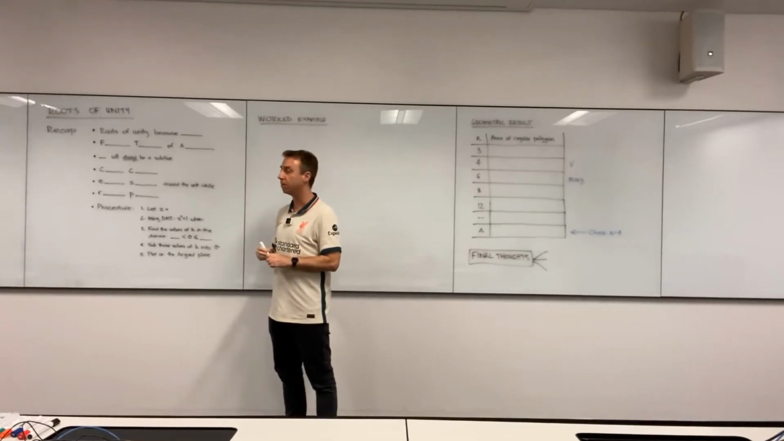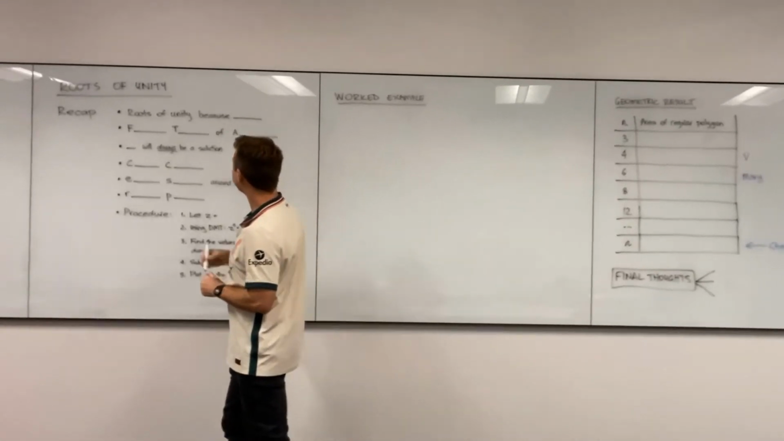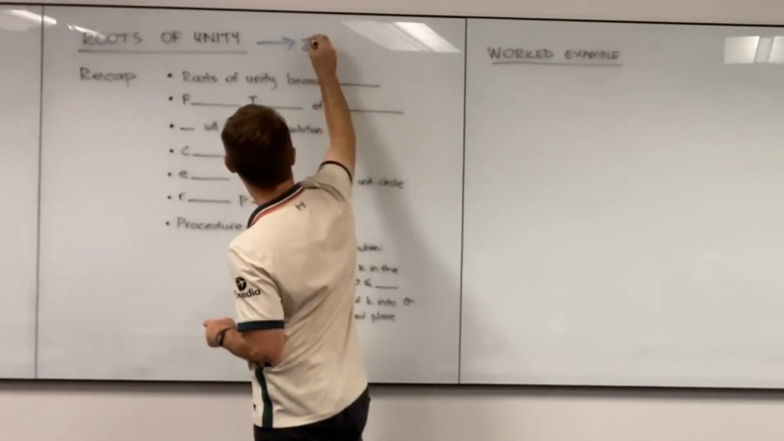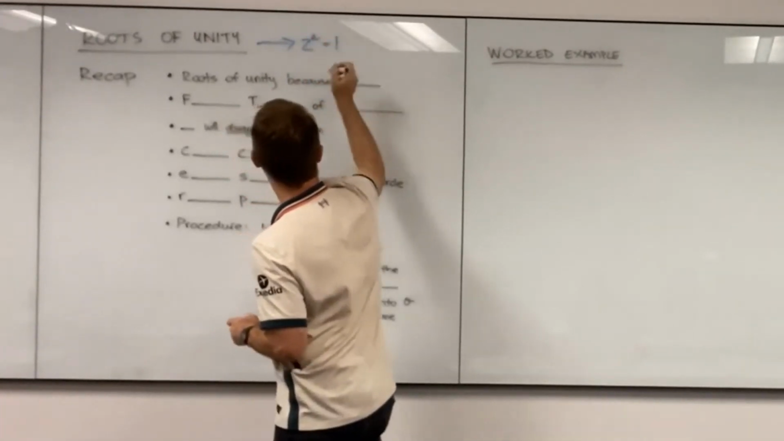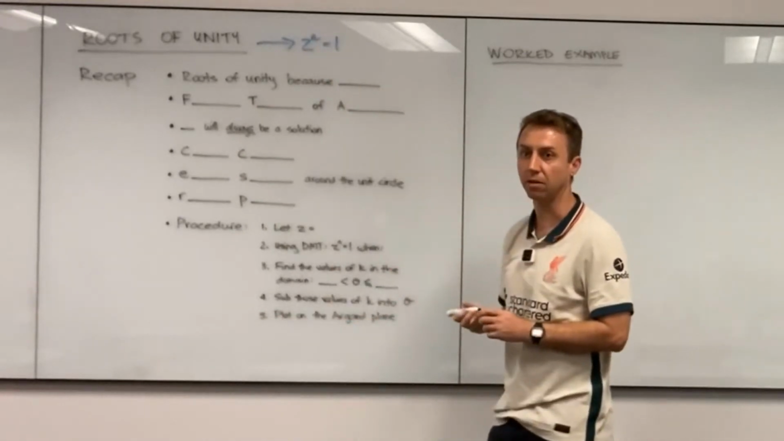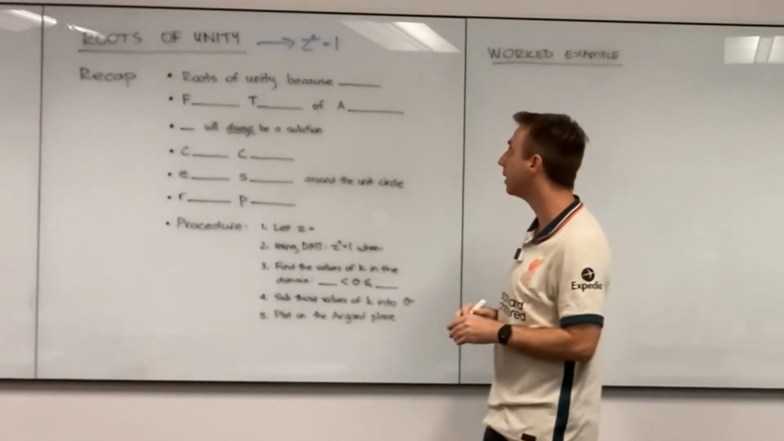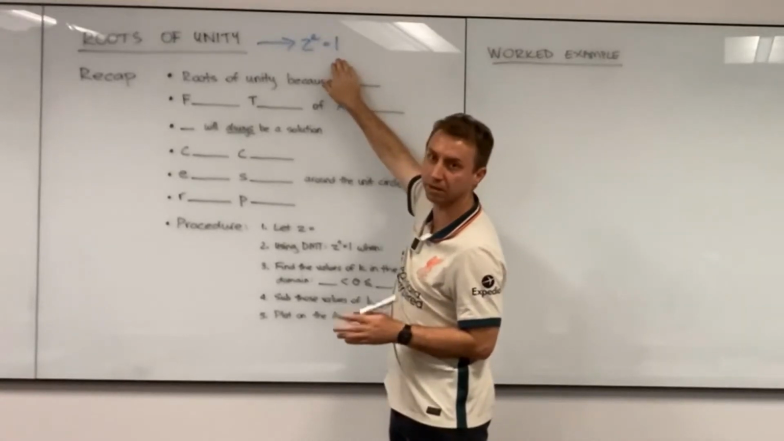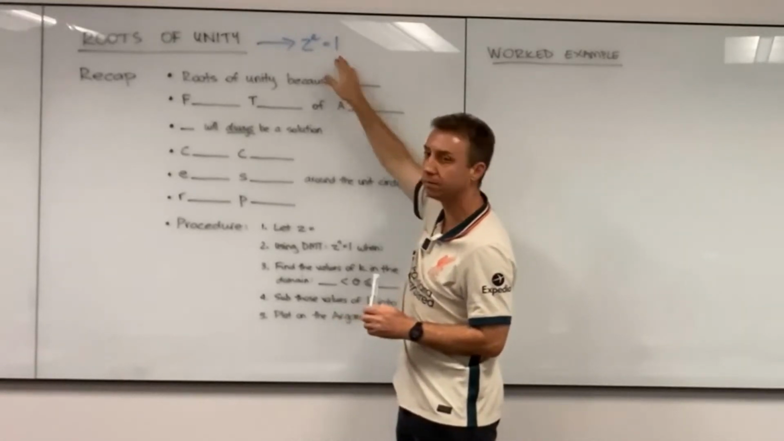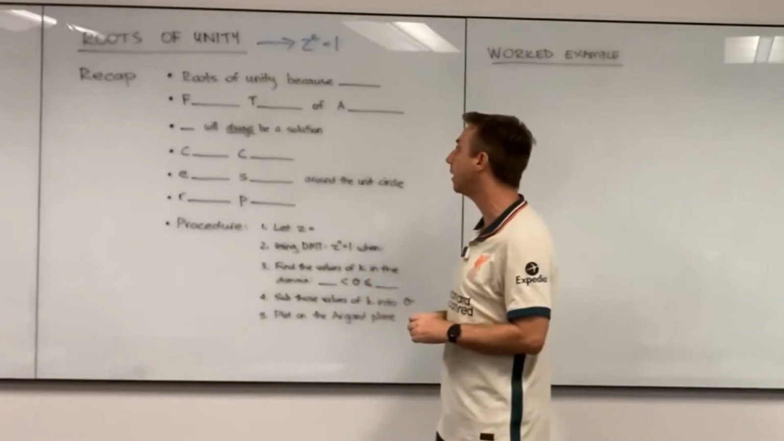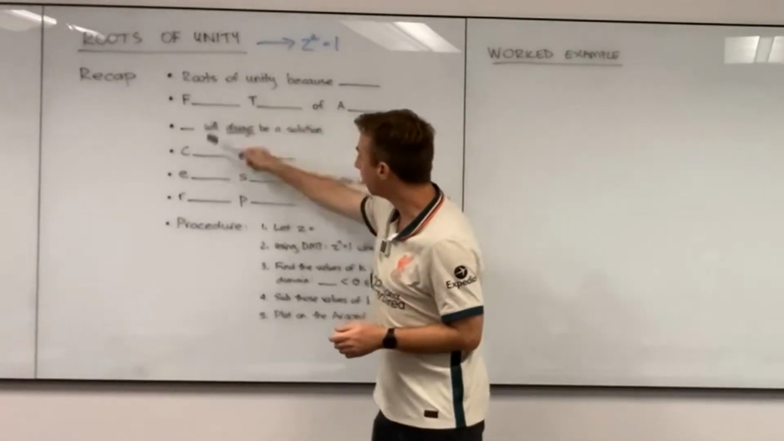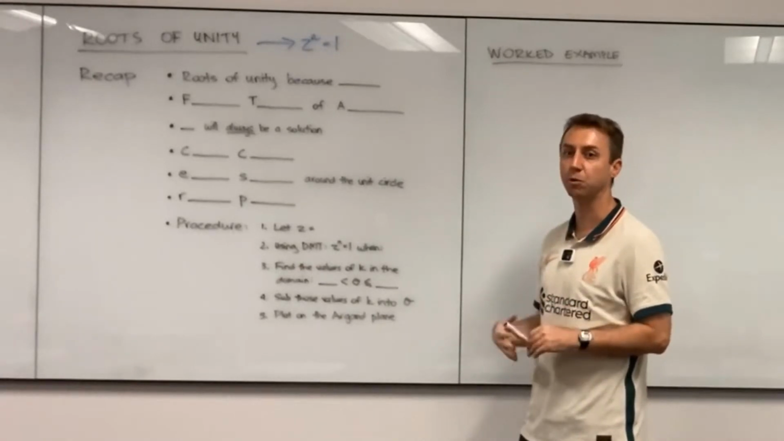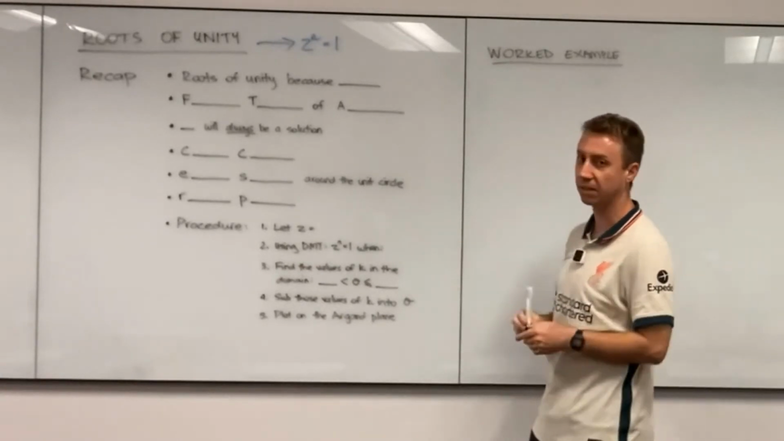So maybe to start with, I'll write the formula that we typically deal with for roots of unity, which hopefully is familiar from last lesson: z to the power of n equals 1. Now in theory we do plus or minus 1, but we're just going to stick with 1 to ease into it for today. So here I've noted a bunch of things that we need to make sure we're comfortable with before we dive into this example.